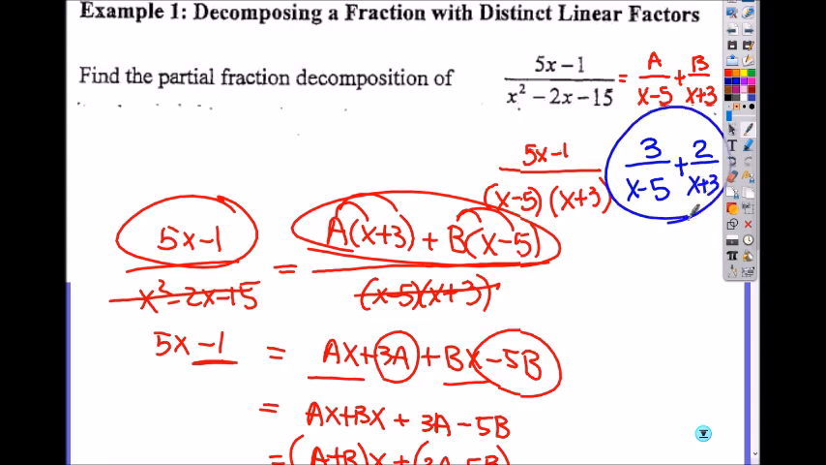That's how we made it into a partial fraction. You see we have divided it into two fractions.